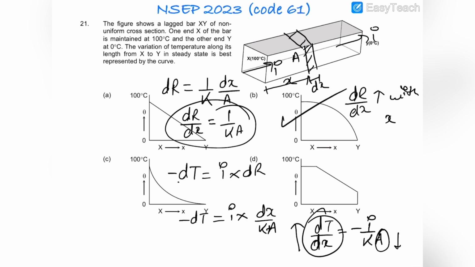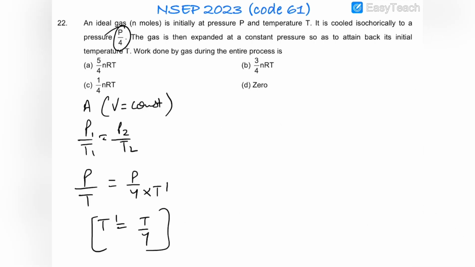Now we move on to the next question. At this point of time, the volume of gas is, let's suppose, V. So V is the initial volume, and V is equal to nRT by P.